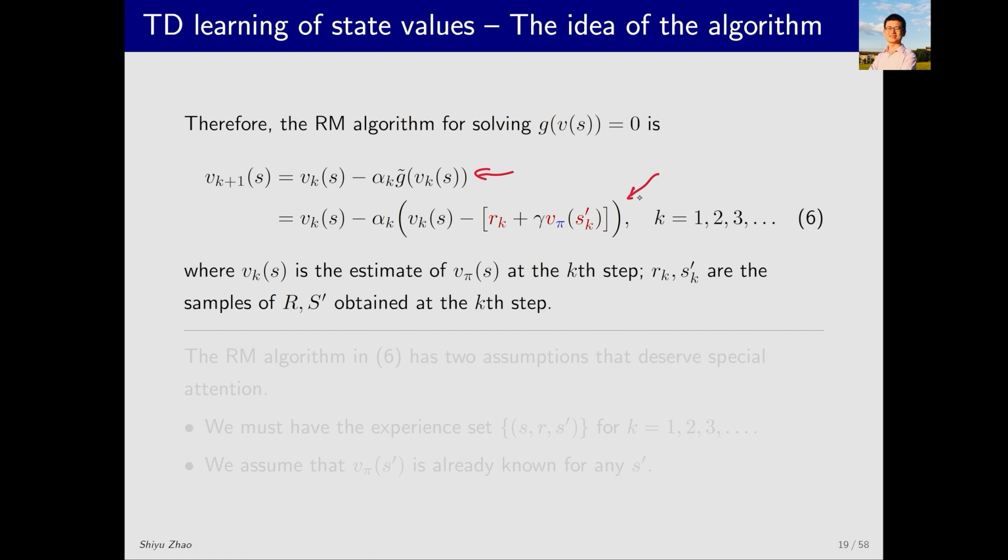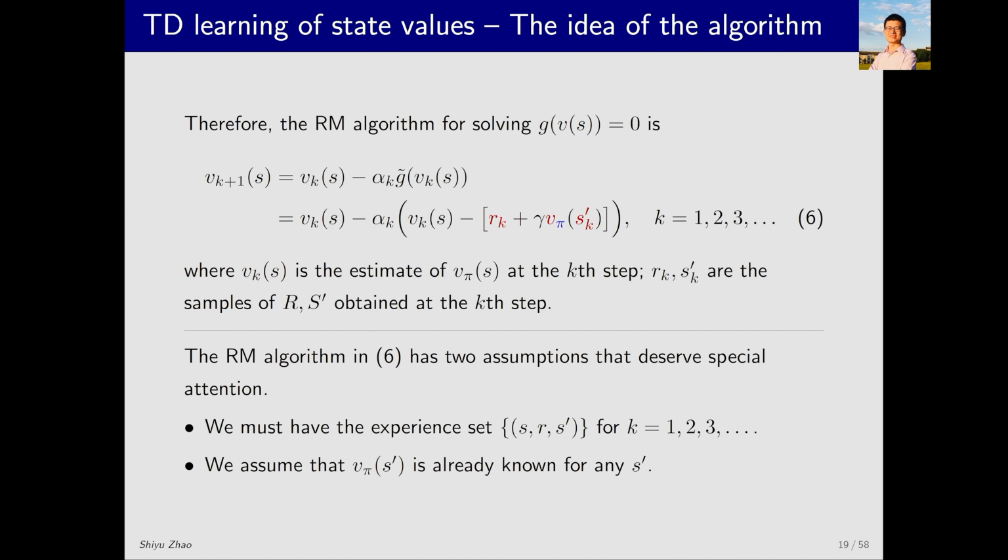Take a close look at this equation. It is very similar to the TD algorithm we introduced earlier. However, there are two small differences. Let's examine them. The first difference is that here we repeatedly sample R and S prime. Essentially, we start from S, obtain R, and transition to S prime. At the next moment, we start again from S, obtain R, and transition to S prime, because we need repeated sampling.